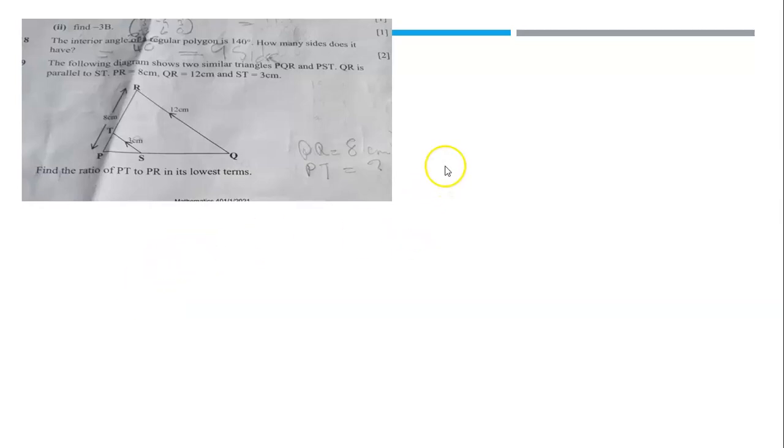Welcome to this mathematics problem. First, we are going to look at the question. The problem we have is the following: the diagram shows two similar triangles.